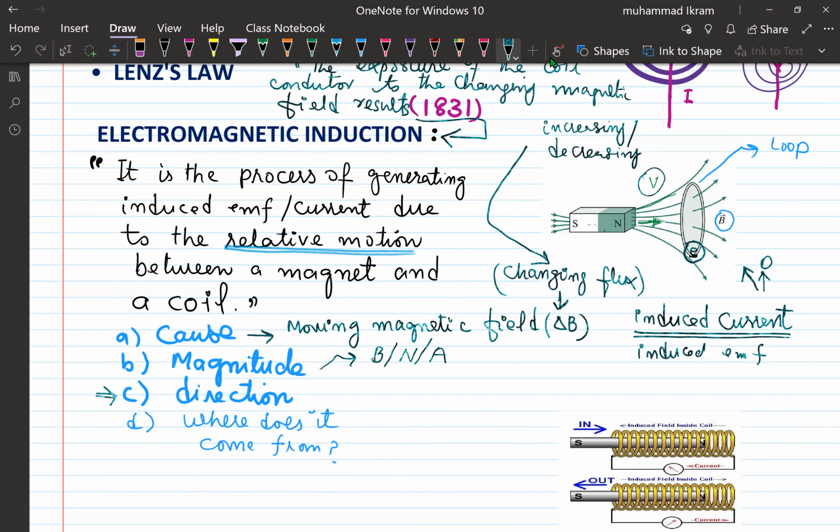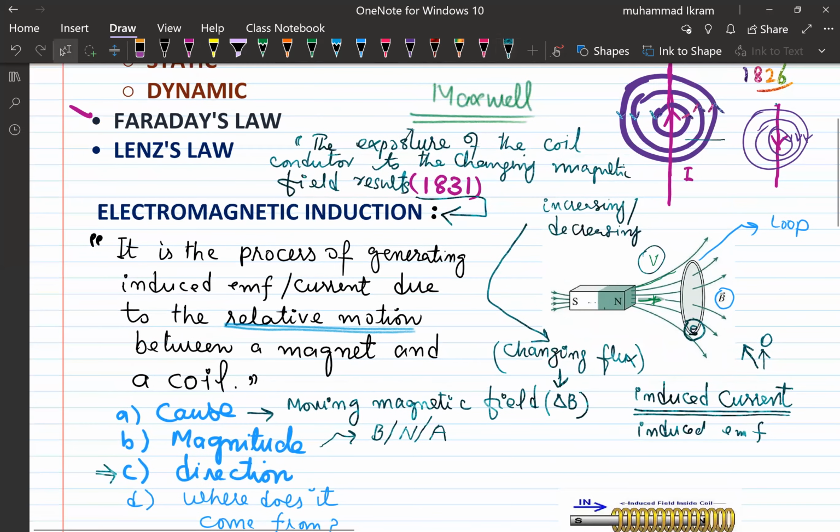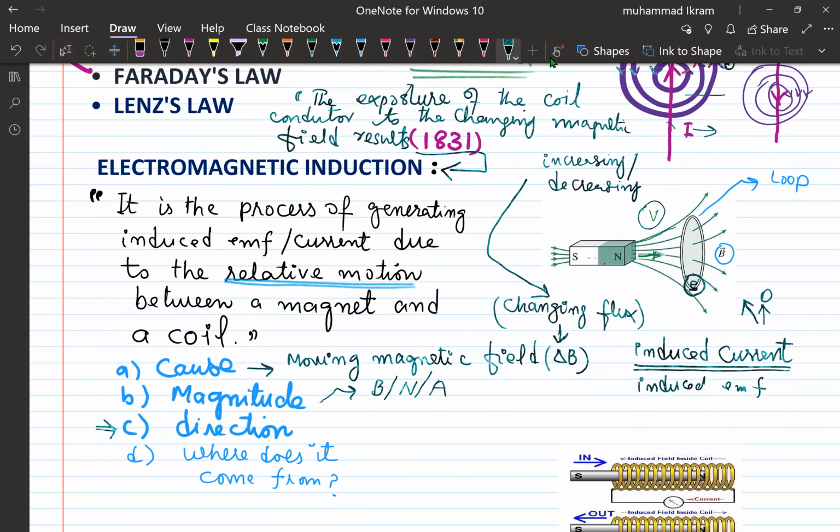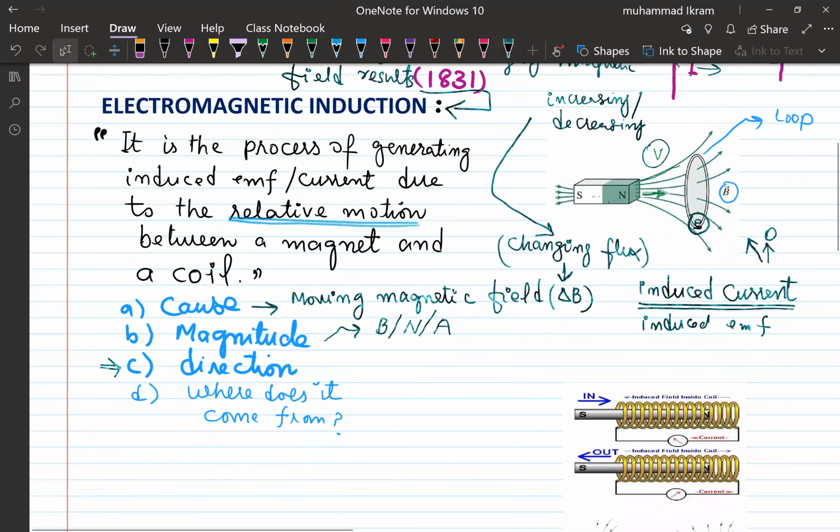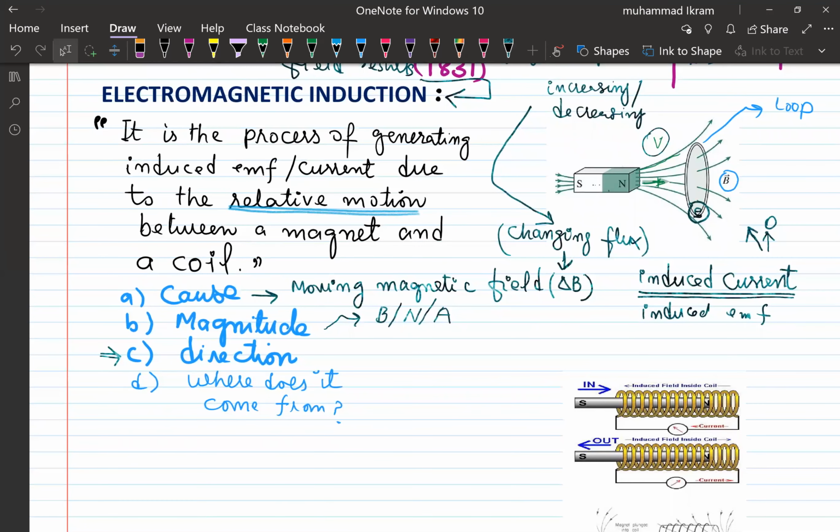The faster you move, the faster the flux change and the greater will be the induced EMF. In the same way, if you increase the current here, increasing I, increase what? Increase B. So in the same way, increasing this V may increase the induced current, right? One is this thing. The second important point, as far as the proper magnitude and direction is concerned, I will revisit. Where does it come from, right?